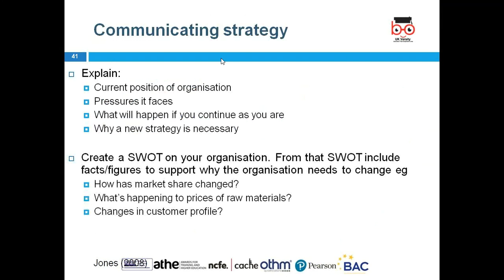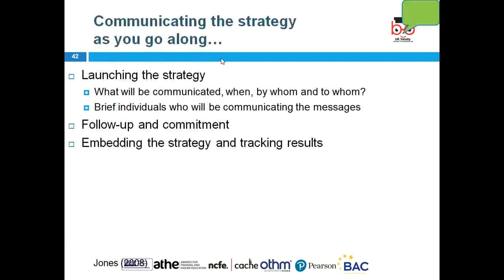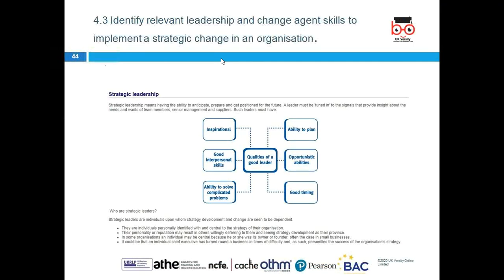So communication strategies, we can look around this, we can create. So these are all the points. Next we have 4.3, identify relevant leadership and change agent. What do you think? What sort of skill is required if you want to change something? Any choice? Motivation. Yes, motivating, or we can call it interpersonal skill.